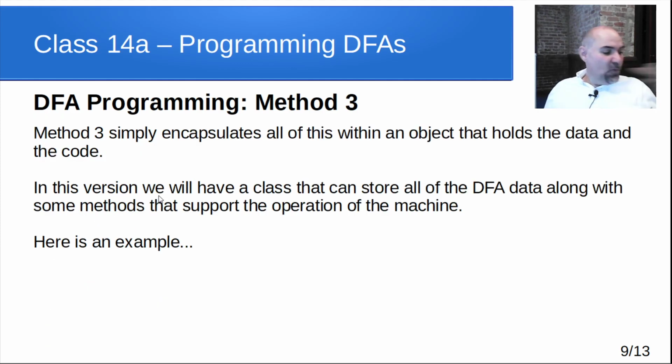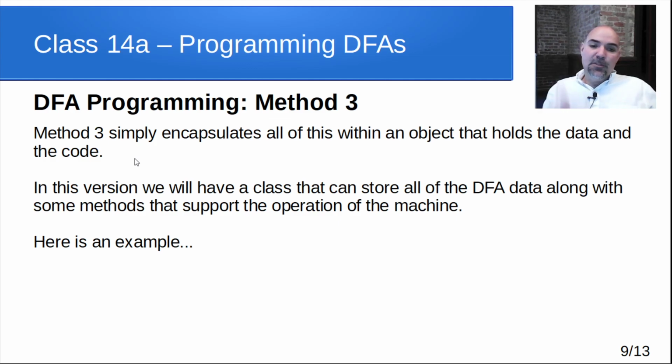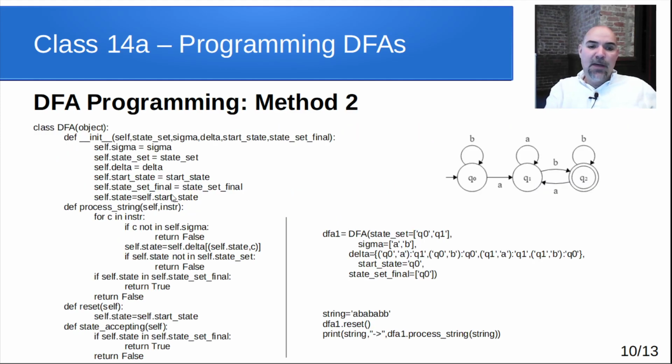Now that brings us to method 3, and method 3 is a little bit more of an object-oriented approach. With method 3, we're going to encapsulate all of that within an object that holds the data and the code together. In other words, we're going to have some methods that actually do that, and that way we're going to be able to create an instance object of one of these DFA simulators, give it all of the parts of the DFA when we create it, and then it's going to have this machine that we can feed strings into, and it will return yes or no. So let's look at an example of that one.